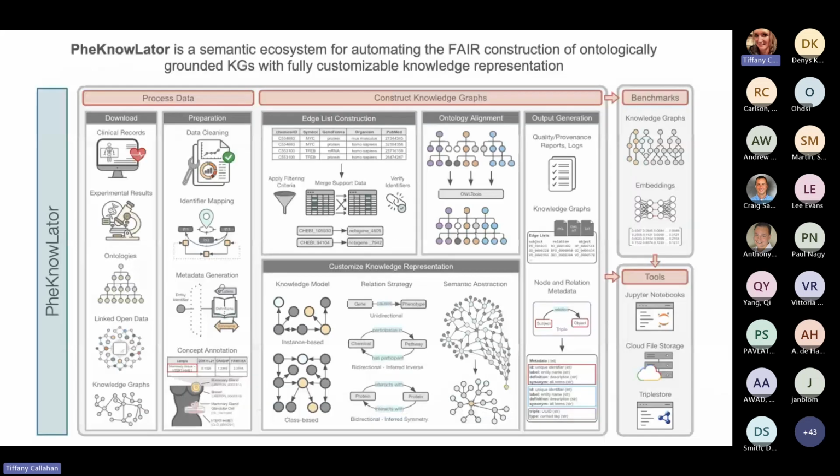PheKnowLator stands for Phenotype Knowledge Translator. It's intended to be the semantic ecosystem for automating the FAIR construction of ontologically grounded knowledge graphs with fully customizable knowledge representation. This figure provides an overview of the ecosystem and its three primary components. It has resources to construct knowledge graphs. It has benchmarks, so you can systematically assess, from pre-built graphs, the differences between different ways of building a graph for your specific downstream use case. And then it has access to cloud-based tools and other things you can apply to your graphs.